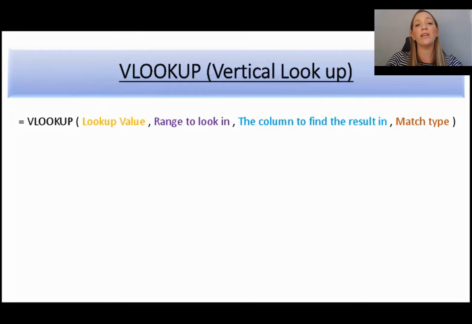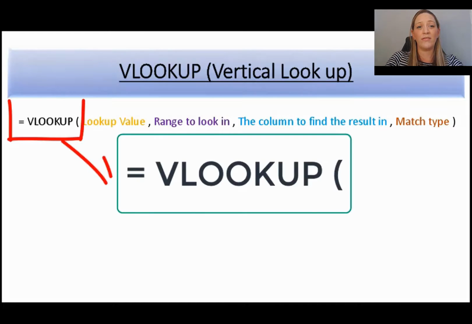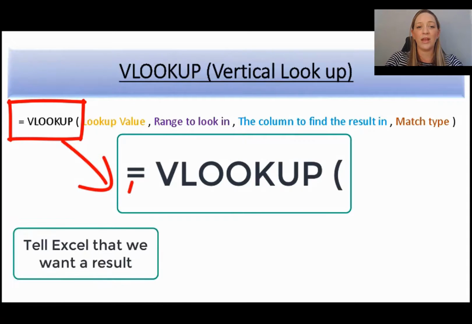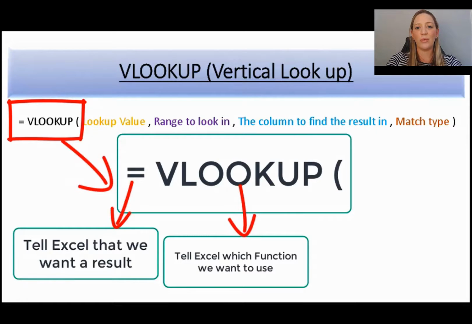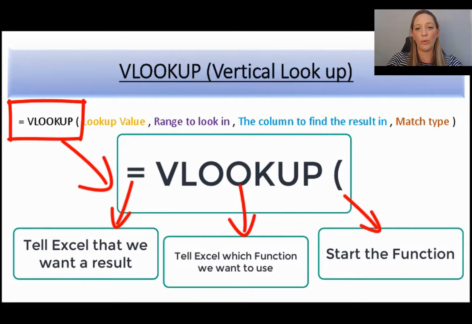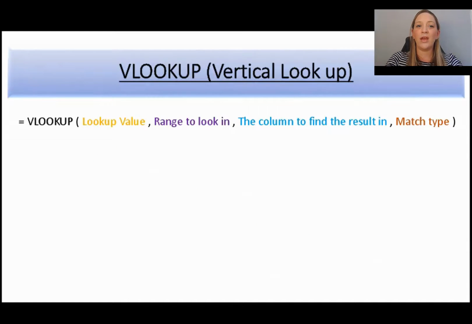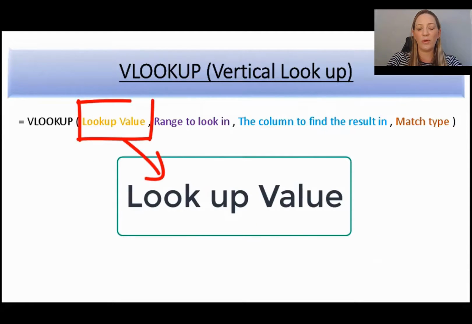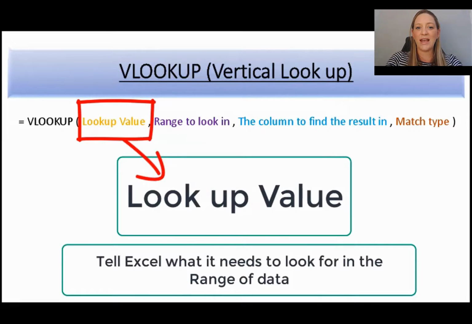So let's break down the Vlookup function itself. First we're going to start with equals Vlookup and open brackets. Now the equals is going to tell Excel that we want a result, or that we're starting a formula. We then have Vlookup, and that's the specific function that we're going to use. We then have open brackets, which is telling Excel that we're going to start the function. Next we have the lookup value. Now this is telling Excel what it needs to look for in the range of data.